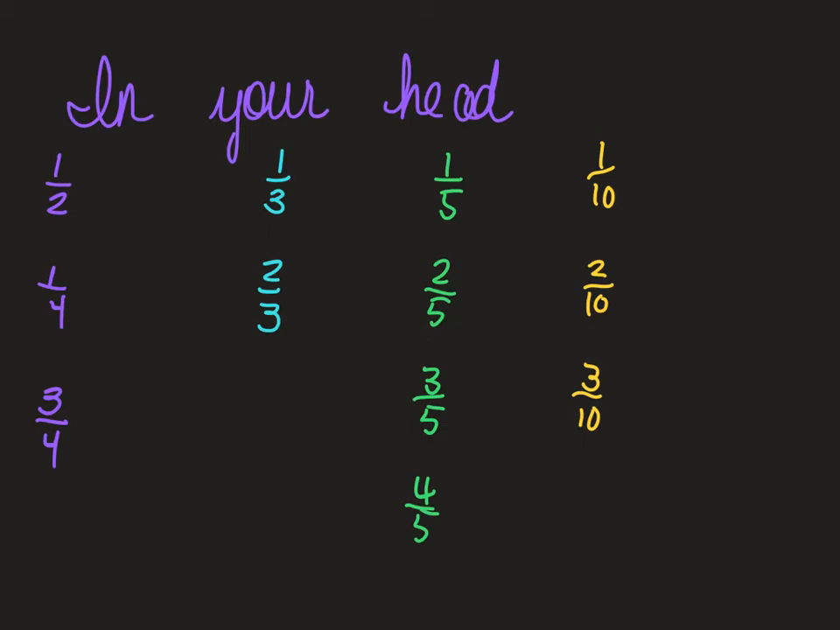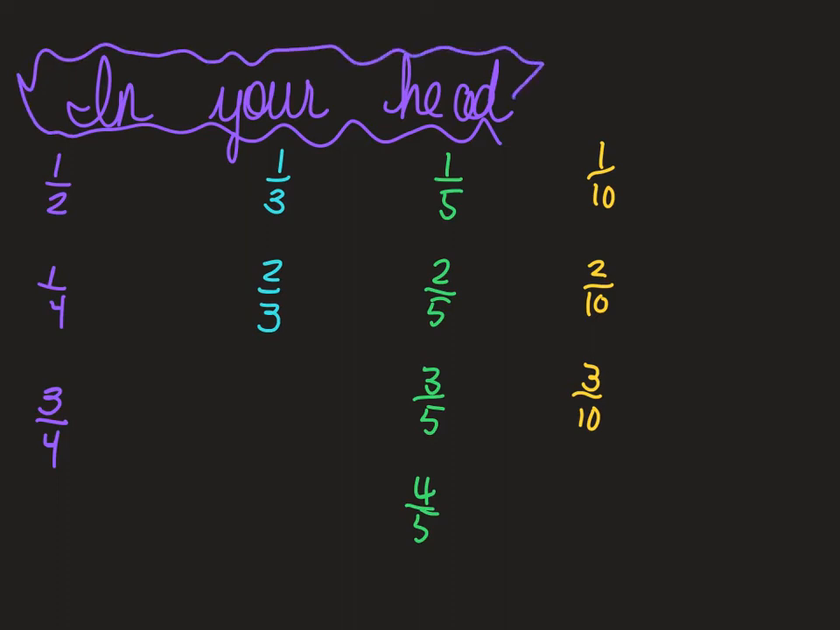All right, this next section I like to call in your head. So maybe these are fractions that you can change to decimals in your head because you just know how to do them. You've done this so many times. You know what 1/2 is. Half is 0.5. 1/4 is 0.25. 1/4 of a dollar is 25 cents. What would 3/4 of a dollar be? 0.75.